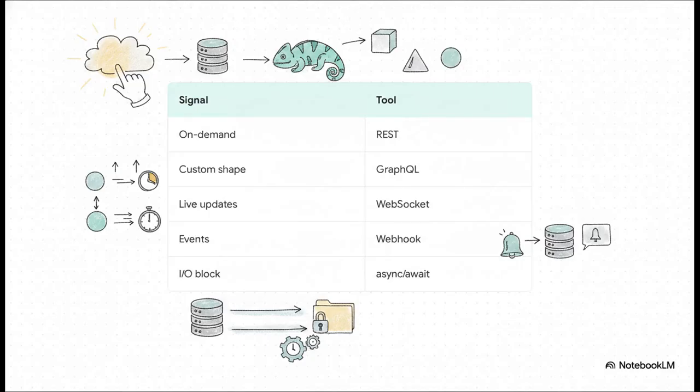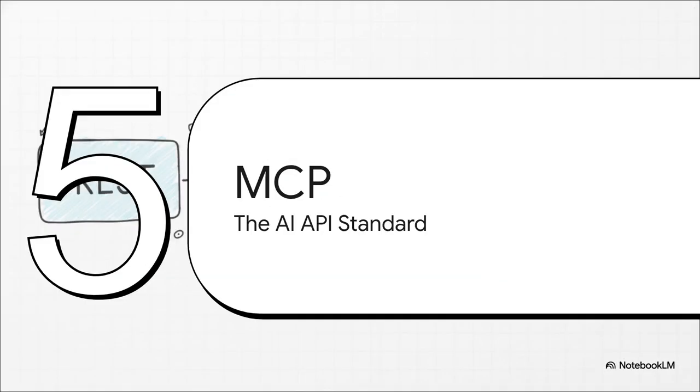Okay, let's synthesize all of this into hard rules you can take back to your engineering team. If the client requests data on demand, use REST. If multiple clients need vastly different data shapes, use GraphQL. If the user needs live updates, specifically if your polling interval is under 5 seconds, switch to WebSockets. If an external service needs to notify you of an event, rely on webhooks. And underneath it all, when your code is waiting on database or file I/O, utilize async await so your server doesn't freeze. Let's move to Section 6 and see how this builds to our grand finale.